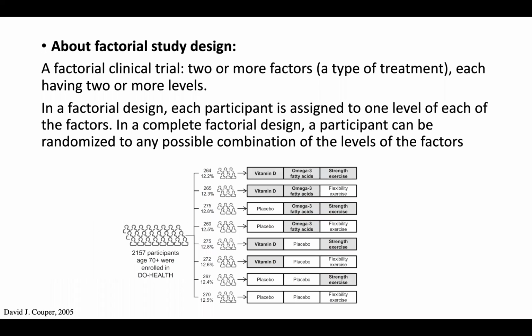So what is special about this study is its factorial study design. A factorial study normally has 2 or more factors, and each factor has 2 or more levels. In a clinical trial setting like this study, the factors are usually different types of treatments. So here we could see that each participant could be randomly assigned to 8 treatment groups for different combinations of the levels of the 3 interventions, as shown in this graph.